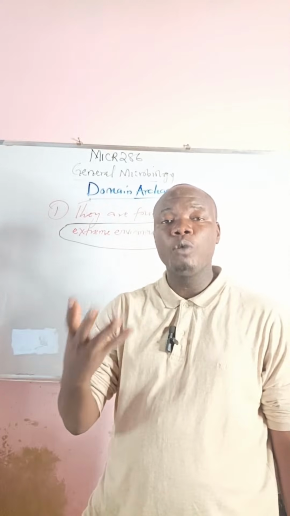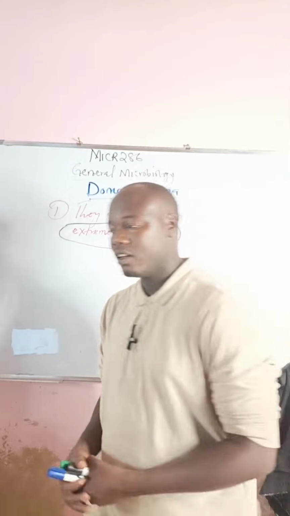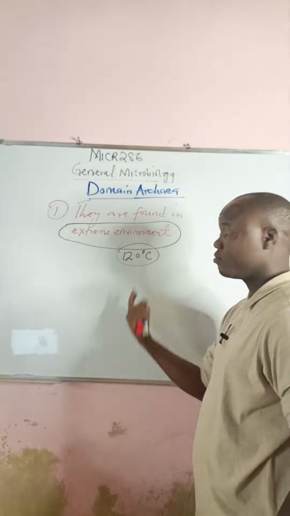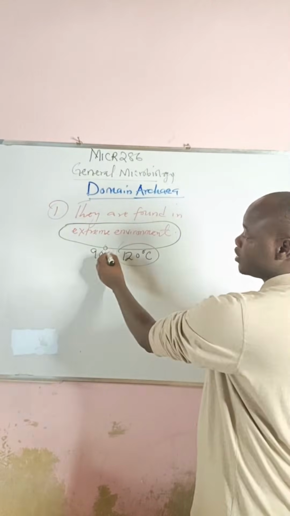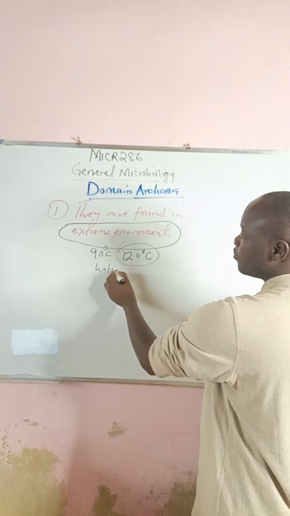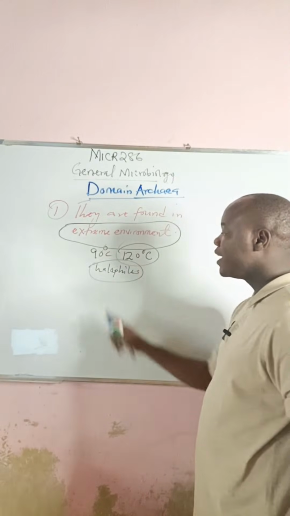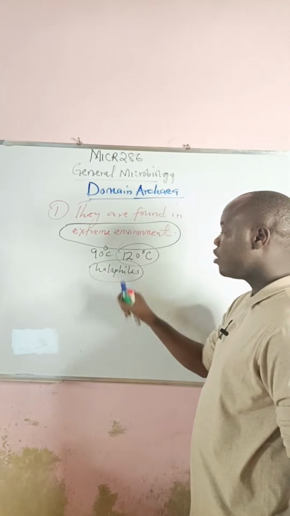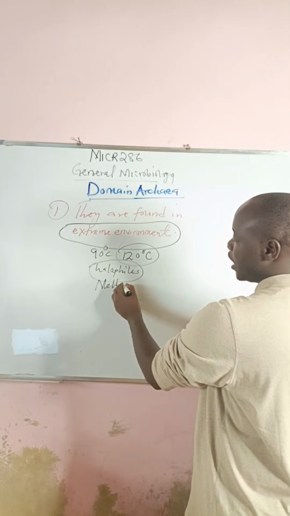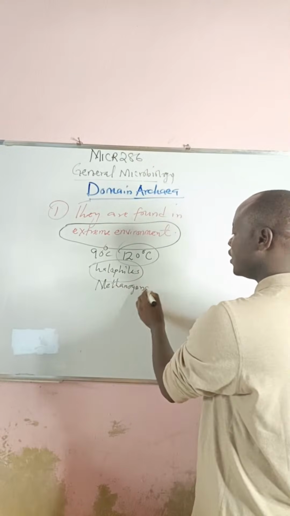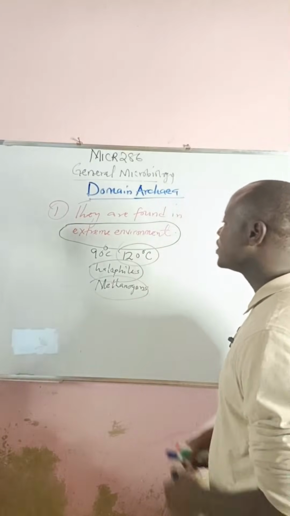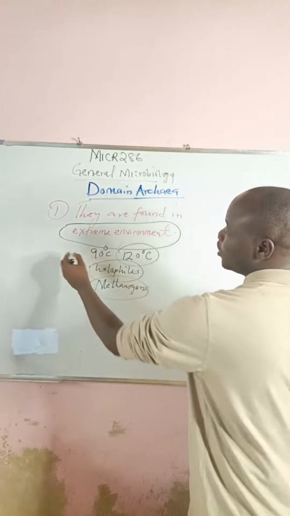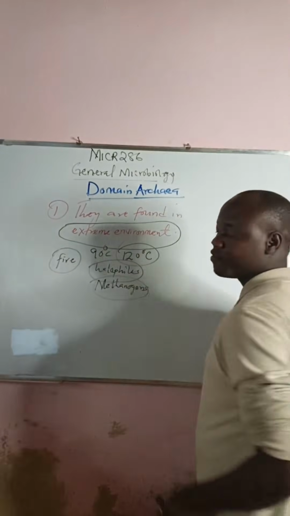They are found mostly in environments where we could not even imagine. Some of these archaea, you can find them surviving at a temperature greater than 120 degrees centigrade. It's extreme. Some of them are halophiles, meaning that they can survive in a salty environment. In addition, some of them are methanogens. They can excrete methane. So extreme environment means that the environment is very harsh. Do you know that some of these microorganisms you can even find in fire? You can find them in fire.